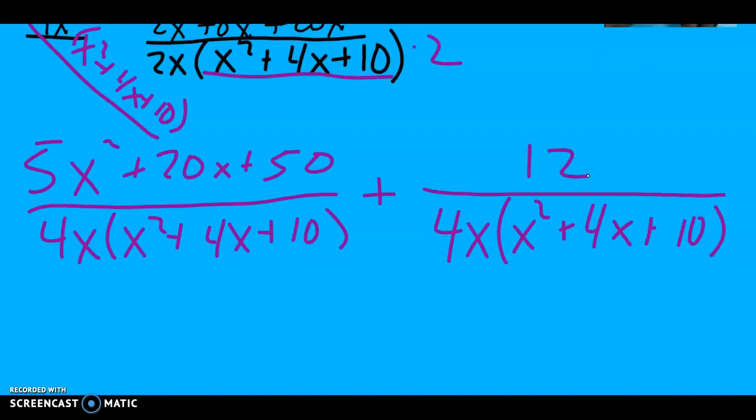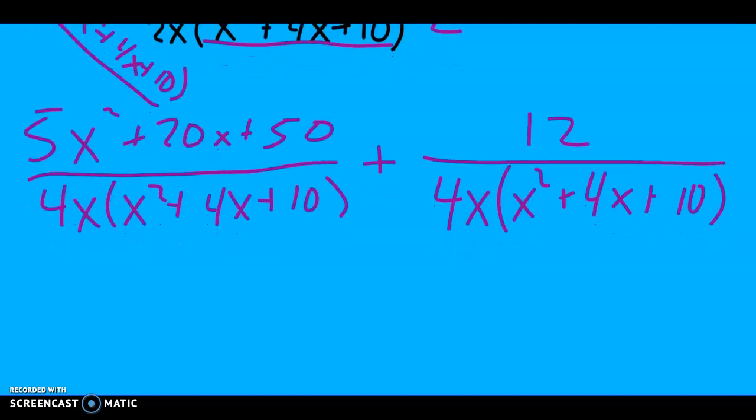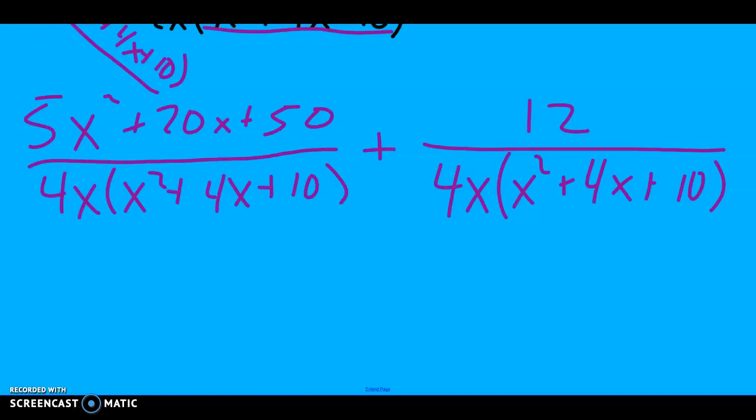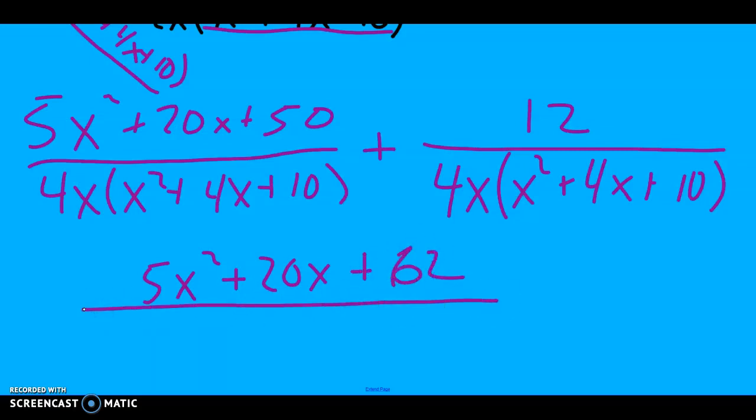And now our final step, the adding of the fractions, is actually the easiest part. That's just combining like terms. So we've put the left fraction and the right fraction combined. The 5x squared and the 20x have nothing to go with. Then we have 50 plus 12 is 62 over 4x times x squared plus 4x plus 10.